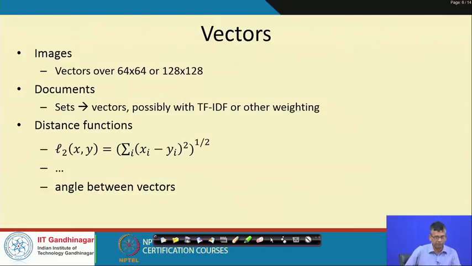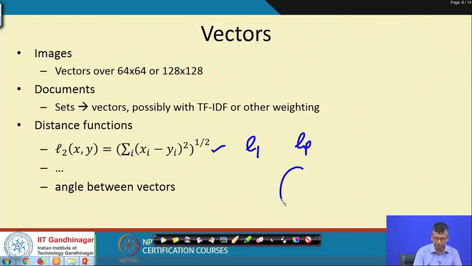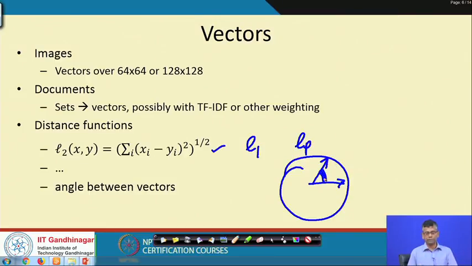And once you represent documents as vectors, there are of course natural distance functions. There is the L2 distance function, the L1 distance function, other Lp distance functions. If the vectors are normalized, that is, if the vectors lie on, let us say, the unit sphere, then one other useful distance function that is sometimes used is the angle between them. And because the vectors are normalized, the angle between them also satisfies the triangle inequality and other properties that you need of a distance function. Okay.